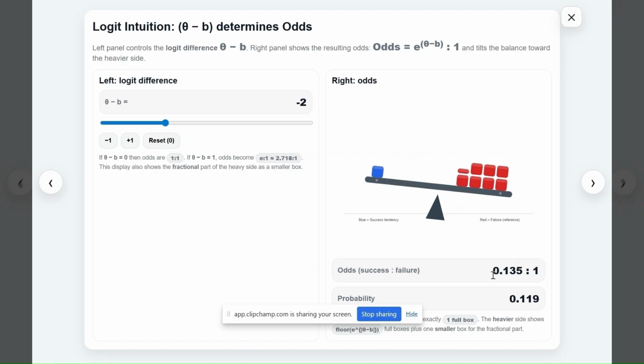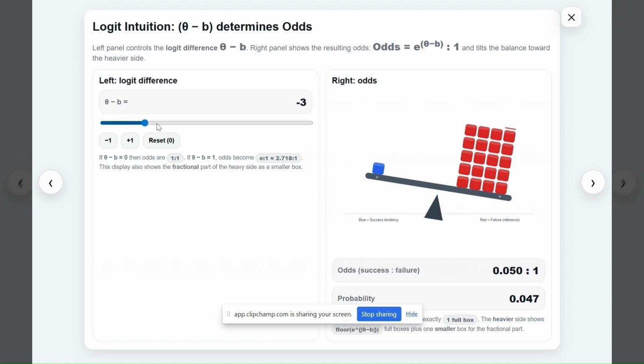If we take it in terms of odds, and we want the failure to always be 1, it will be 0.135, which is 1 over 7.3. So it's about 1/7. It will decrease to 1/7. If it's -2, it will decrease to 1/20 to 1. So it will decrease a lot.